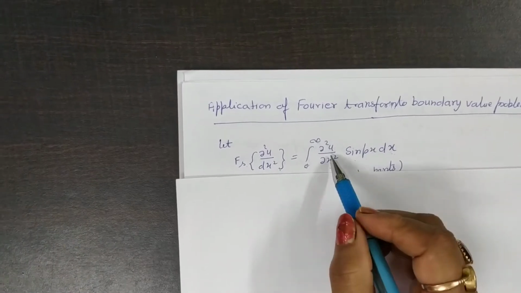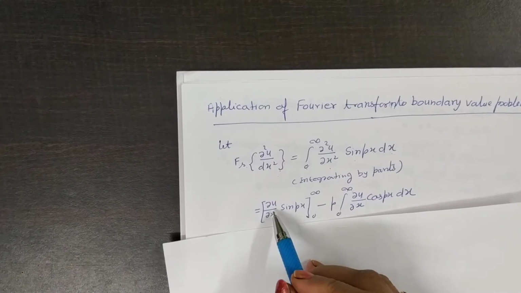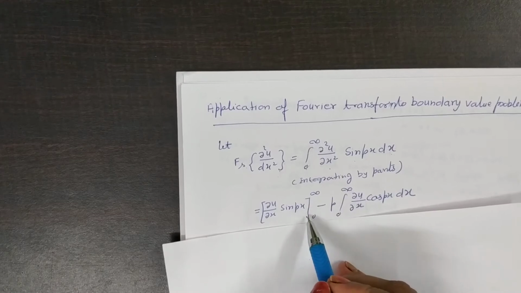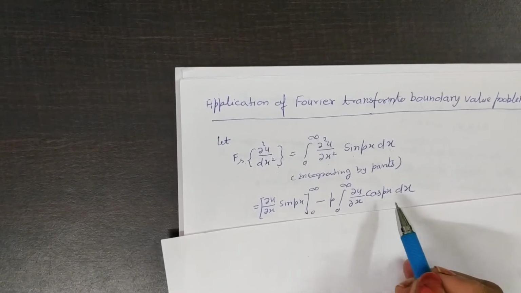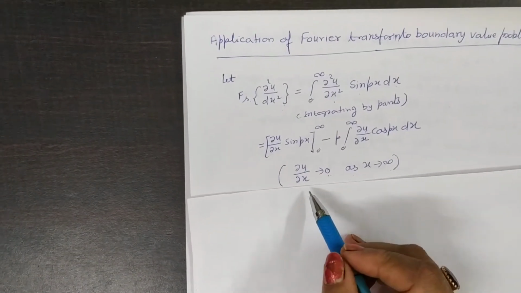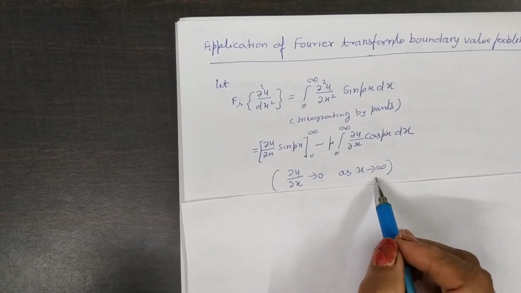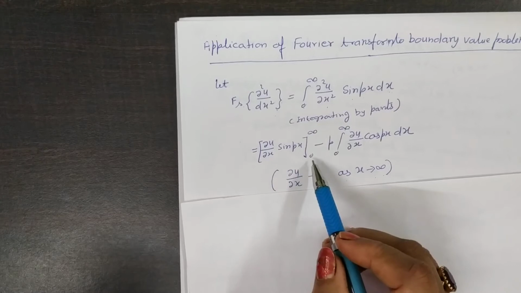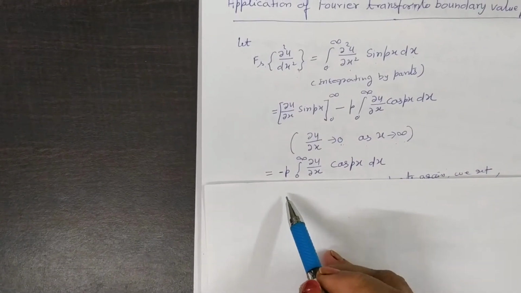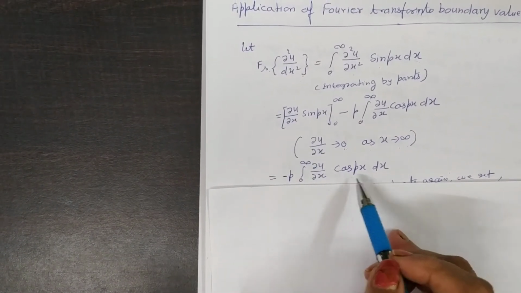Taking this as the second and this as the first term, we get ∂u/∂x sin(px), and now the differentiation of sin(px) is cos(px), so minus p cos(px). Now ∂u/∂x tends to 0 as x tends to infinity, and also at 0, sin(px) is again 0, so you get the value only minus p times the integral from 0 to infinity of ∂u/∂x cos(px).